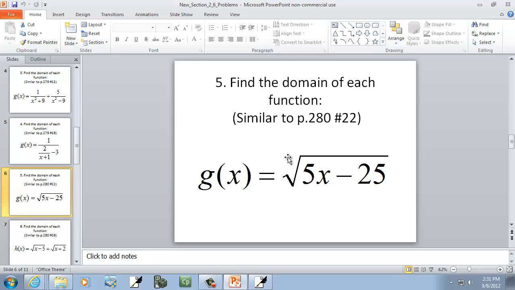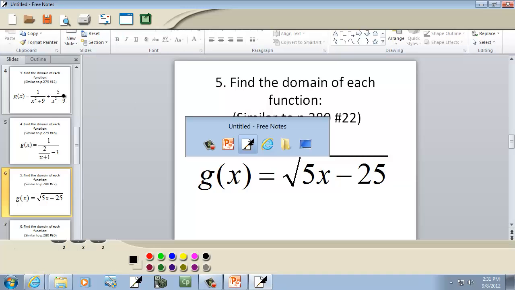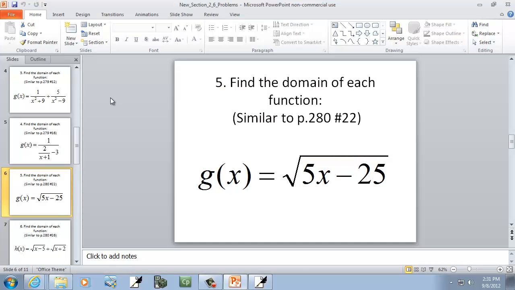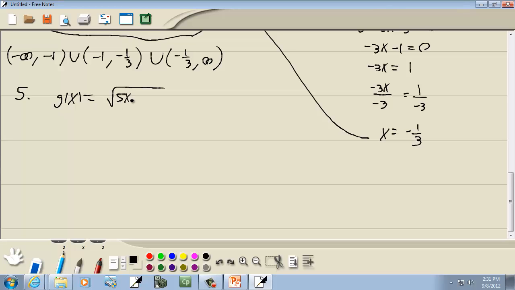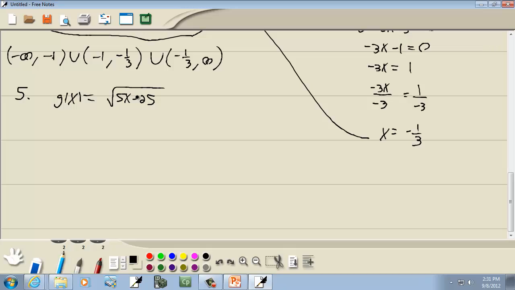Let's take a look at a radical. Here we have g of x is equal to square root of 5x minus 25. Same instructions, find domain. Well, this time, this is a radical with an even index. Now your index is whatever number's in this little slot right here. If there is no number there, it's by default 2. So this is a radical with an even index.